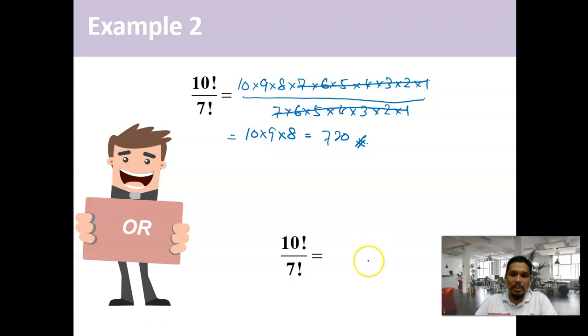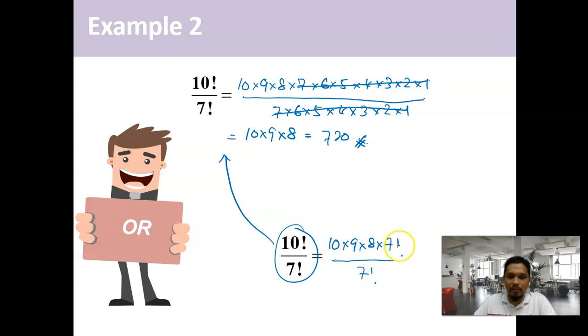Okay, or we can also simplify this as 10 times 9 times 8 times 7 factorial, divided by 7 factorial, the same question as on the top. So 7 factorial divided by 7 factorial, so 10 times 9 times 8 equals 720.